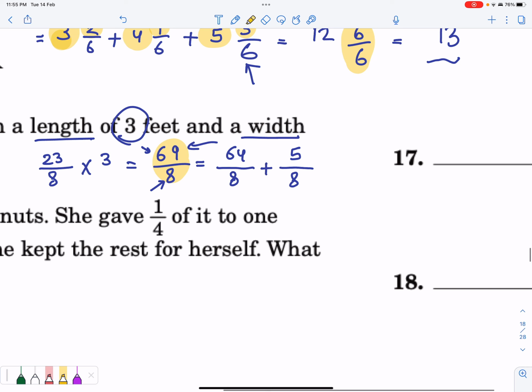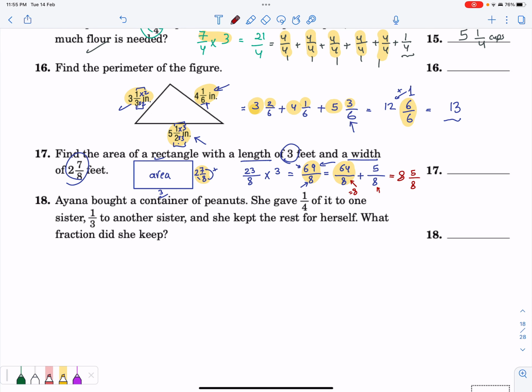Now 64 over 8, you know that you can divide that from the times table. 64 divided by 8 would equal 8. Okay, so 8 whole number and that fraction, which is 5 over 8. So 8 and 5 over 8 is the area for that rectangle.